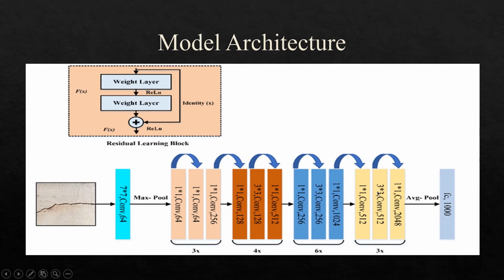After doing this, we take the average pool. That means after convolving, we can see this block is done 3 times, this is done 4 times, this is done 6 times, and this is done 3 times. After calculating all the layers, we find that there are 50 layers. That is why we have used ResNet 50 v2. So we get the output volume.